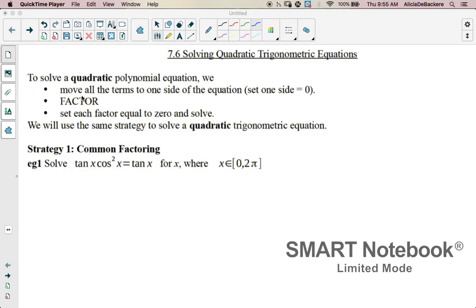Okay, welcome to lesson 7.6, solving quadratic trigonometric equations. So again, I'm going to reference in this lesson how we solved quadratic polynomial equations. So this was like grade 10 math.